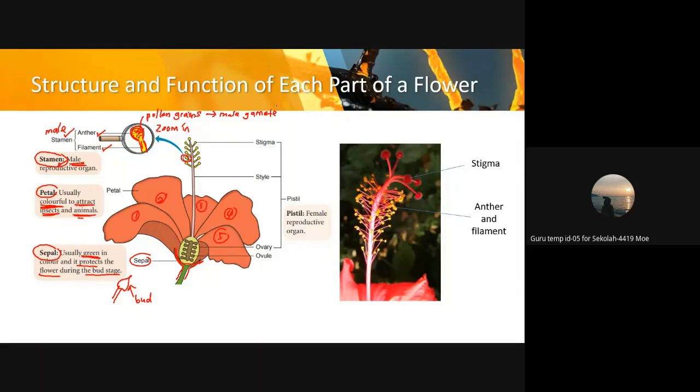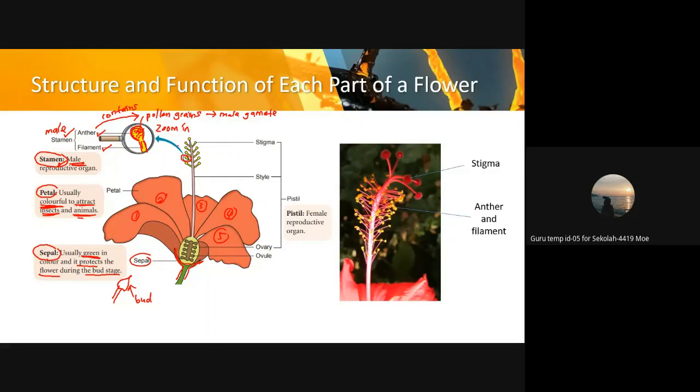Just like male reproductive for human, right? Dia ada testes yang contain sperm. So sperm tu adalah male gamete, but for the flower, dia punya male gamete adalah pollen grains. Okay, remember pollen grains. Alright, and then remember anther contains pollen grains, okay, which are the male gamete.